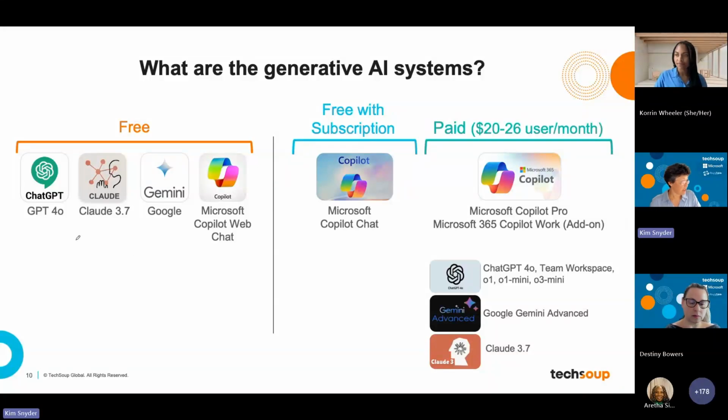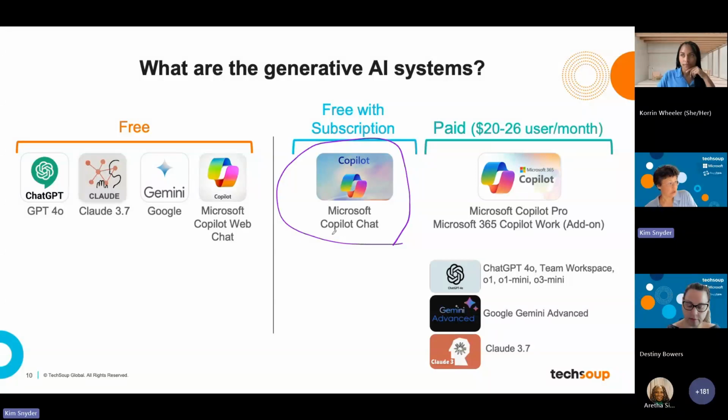So ChatGPT has a free version, Claude has a free version, Google's Gemini is free, and Microsoft Copilot web chat is free. I want to just say that today's session, sponsored by Microsoft through TechSoup, we're going to be focusing on Copilot, just because we can teach a lot of the stuff that's important to using these tools through Copilot. And so just to have that up front, so that everyone knows, we're going to be spending some chunk of time around this tool.